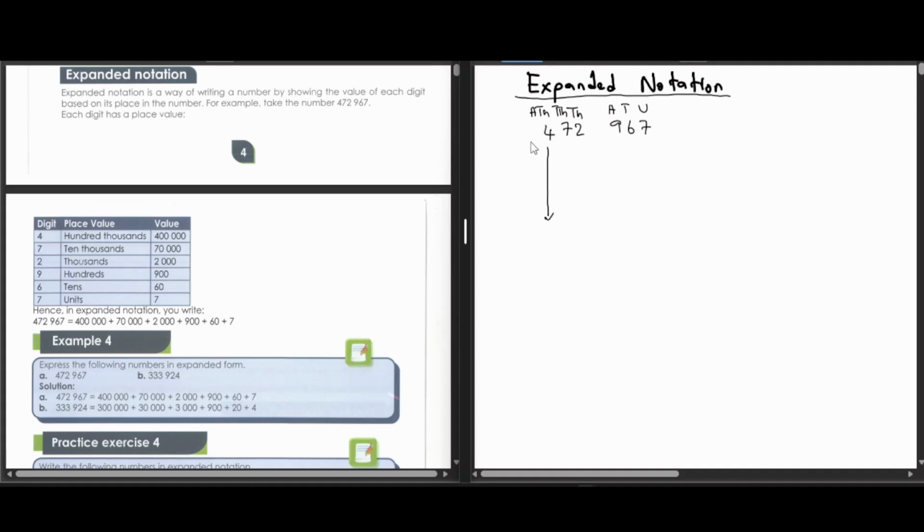The 4 is under 100,000s, it's actually 400,000. What about this 7 under 10,000s, so that is 70,000. What about this 2 under thousands, so that is 2,000. What about this 9 under hundreds, it is 900. This 6 under tens is 60, and that 7 remains 7 since it is under units.